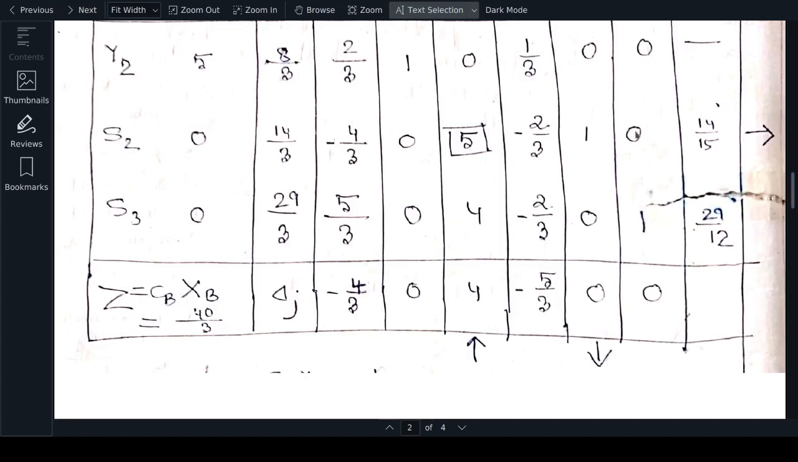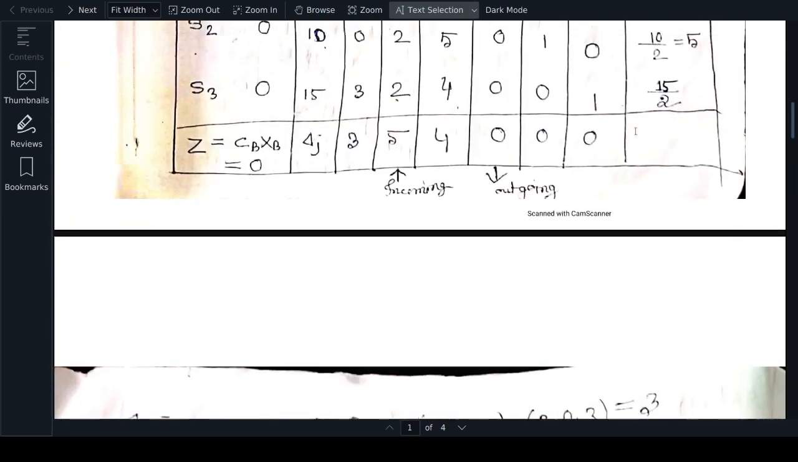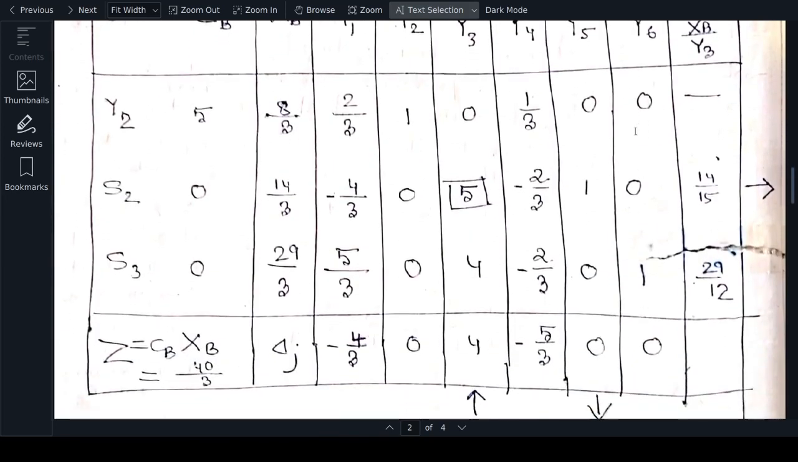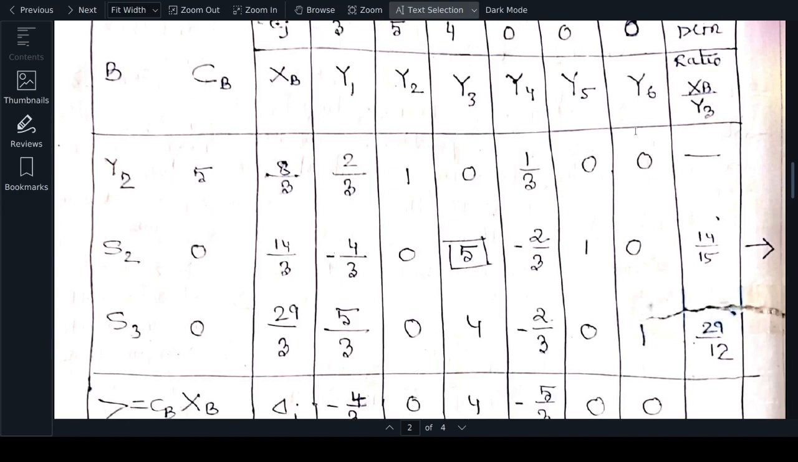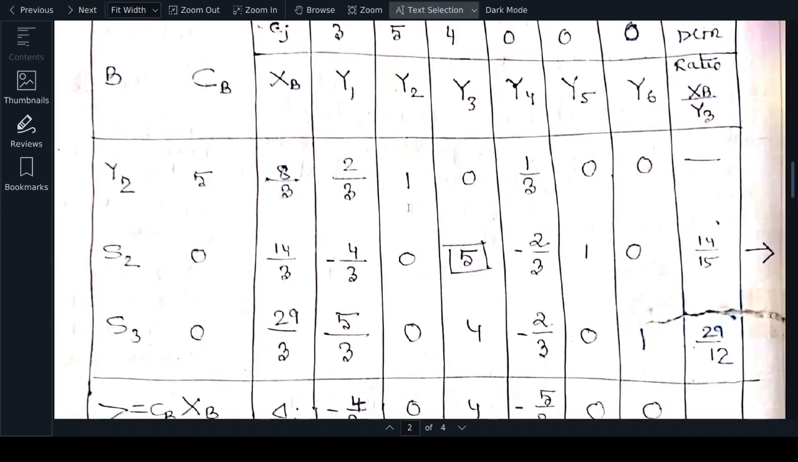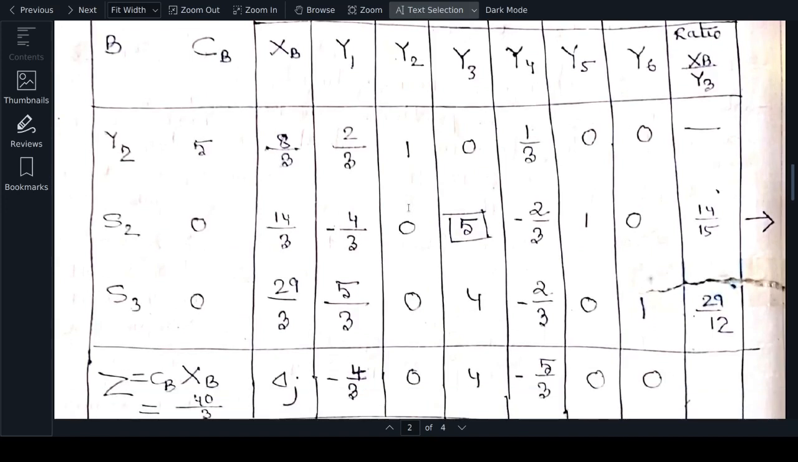In the last class I told you, everyone will correct this: y4, y5 and y6, you cut and write s1, s2, s3, because in the first table I have written s1, s2, s3. In the second table I mistakenly wrote y4, y5, y6. Is this clear?